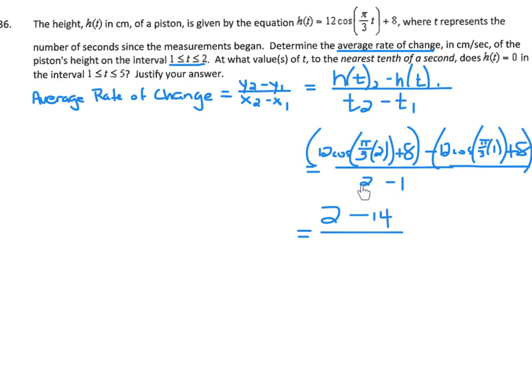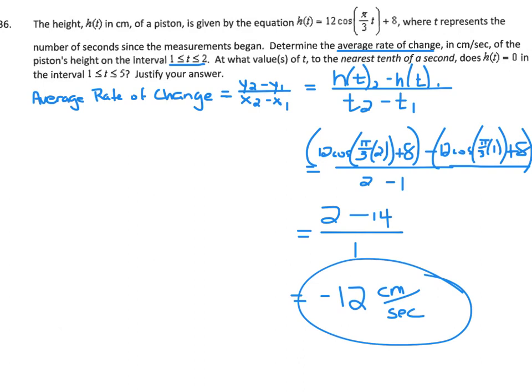And we know 2 minus 1 is just 1. So that leaves us with negative 12 over 1, which is negative 12. And then the units there would be centimeters per second. Okay, so the average rate of change is negative 12 centimeters per second.